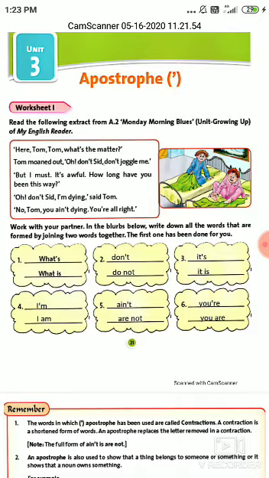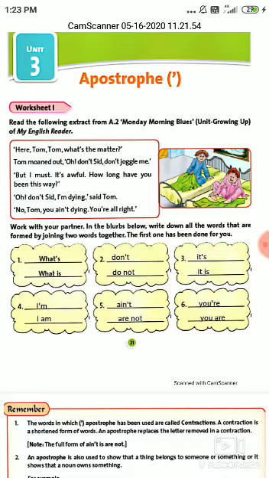Please see it carefully. Here, Tom, what's the matter? Tom moaned out. Oh, don't Sid, don't joggle me. But I must. It's awful. How long have you been this way? Oh, don't Sid. I'm dying, said Tom. No, Tom, you ain't dying.